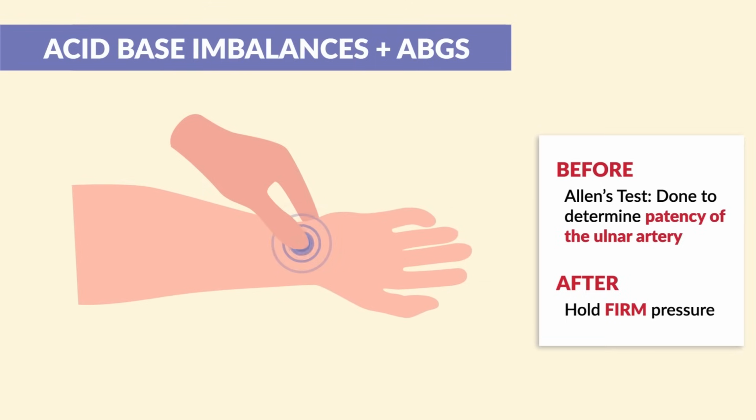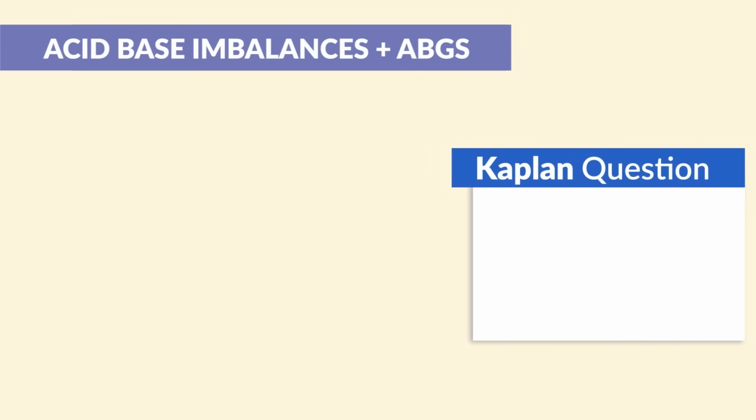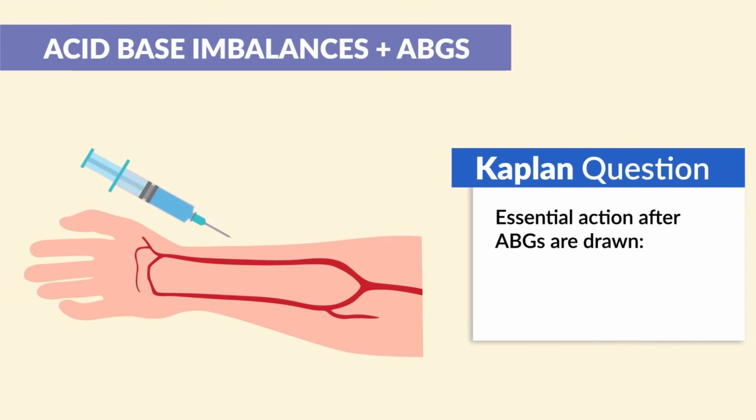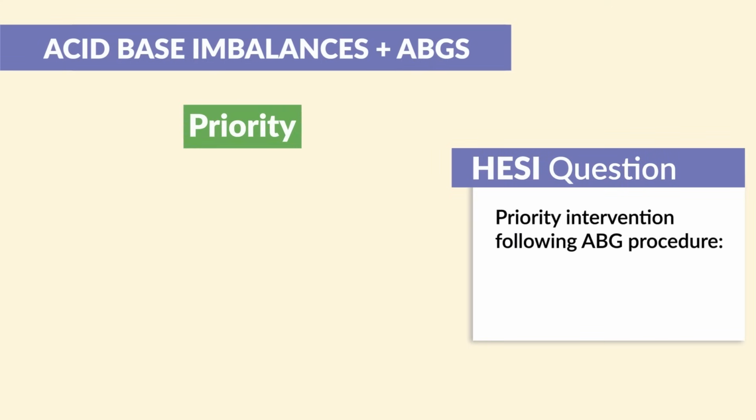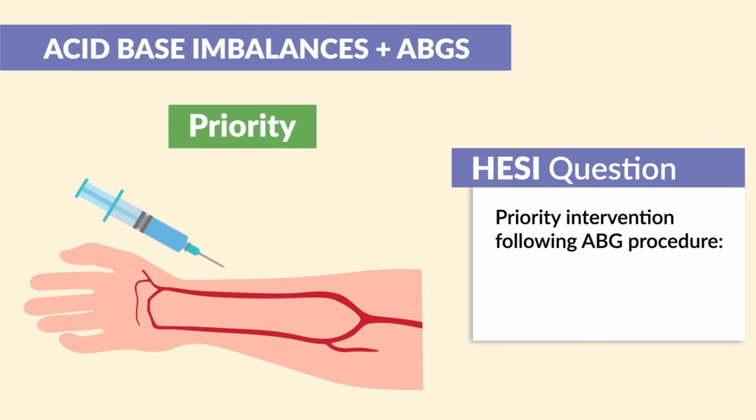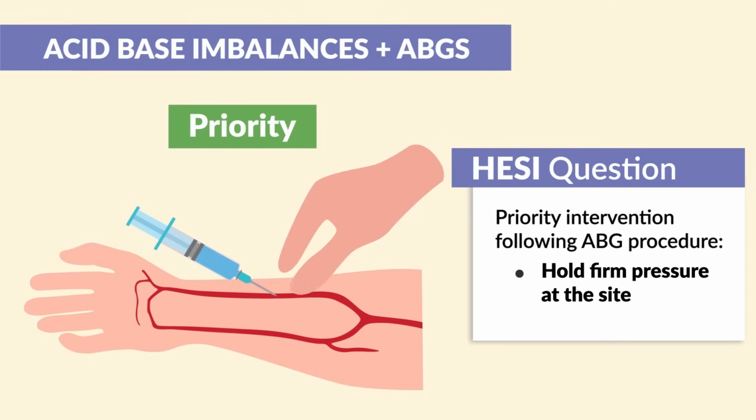So there's more pressure in arteries and a higher bleed risk. So Kaplan mentions essential actions after ABGs are drawn. We have to apply pressure to the puncture site. And Hesi also mentions the priority intervention following an ABG procedure: hold firm pressure at the site.